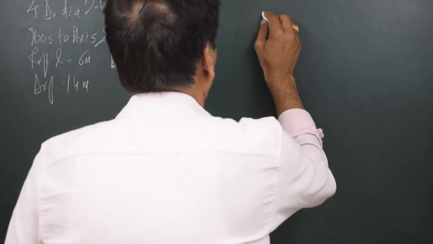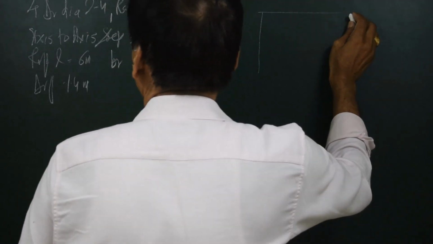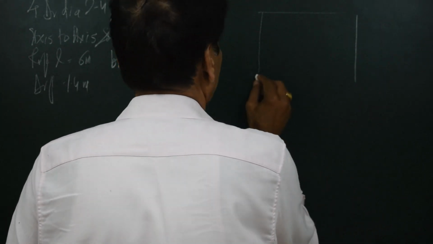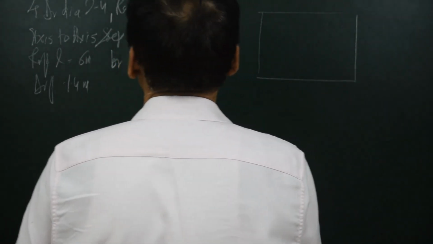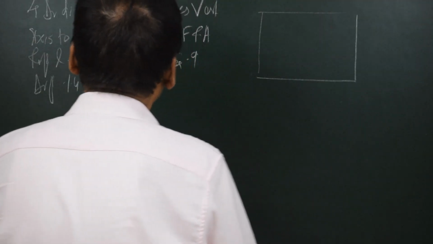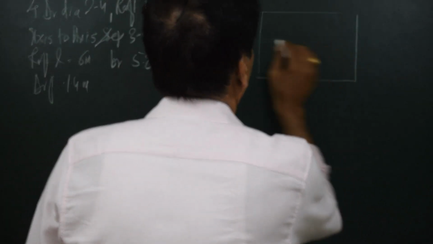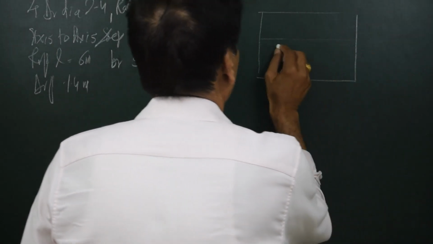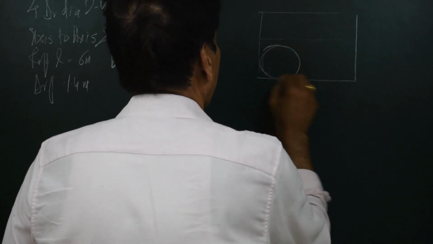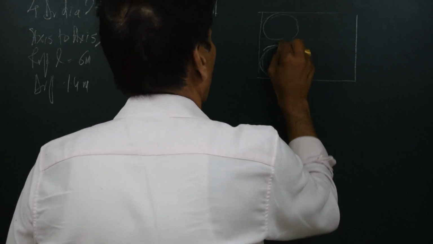So if we look at the plan view, the raft length is 6 meters and the breadth is 5.8 meters. The diameter is 2.4. 2.4 multiplied by 2 is 4.8. That means there is a gap of 1 meter in between the raft. So if we, in a plan view, look at the 4 drums, they would appear like this. There's a gap of 1 meter in between.